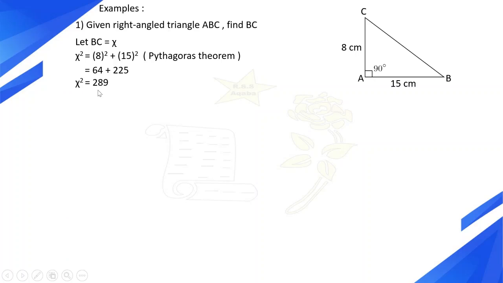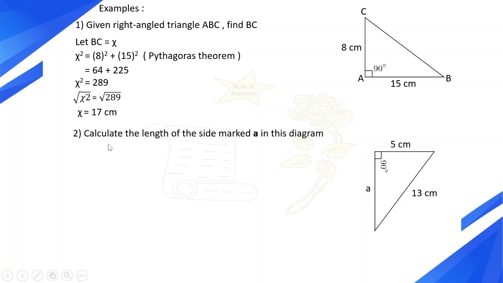So x square equal 289. Now we have to take the square root for both sides to find the value of x. So square root of x square equal x, and square root of 289 equals 17 centimeters. So BC equal 17 centimeters.